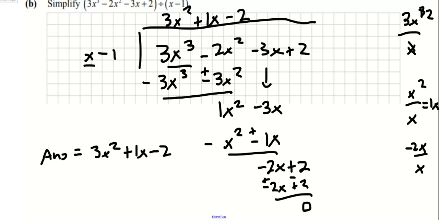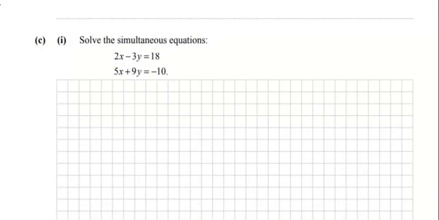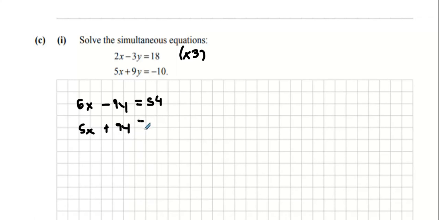Okay. Now we're on to part C. Solve the simultaneous equations. Well, I'm going to multiply the top one by 3. And I'm going to get 6x minus 9y equals 54. 5x plus 9y equals minus 10. 11x equals 44.